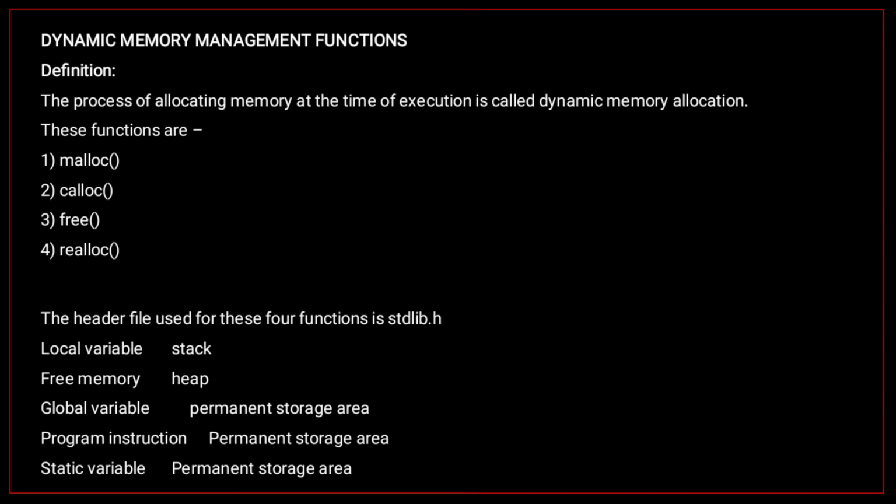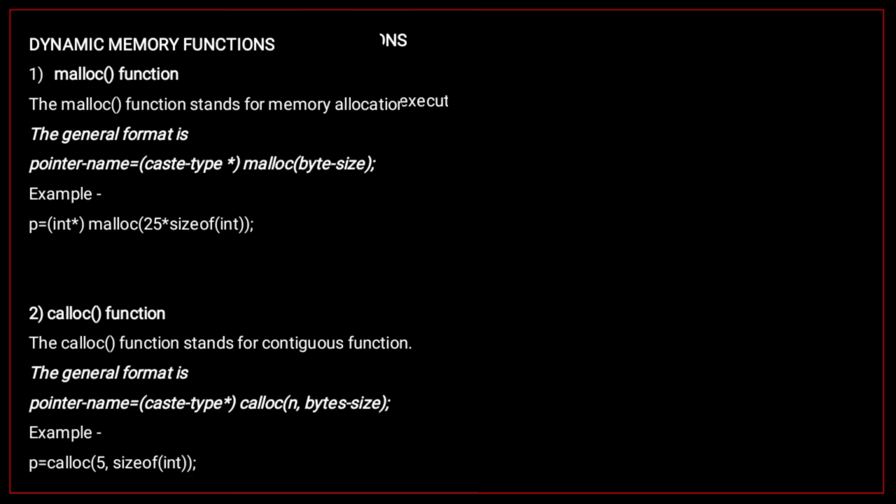The header file used for these four functions is stdlib.h. Now the local variable is used for the stack. Free memory is for the heap. And next, global variables, program instructions and static variables are for the permanent storage area. Now there is a free space between the local variable and global variable regions. This free space is known as the heap and it is used for dynamic memory allocation. So here we discuss the first function.